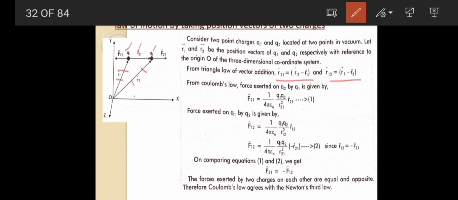From Coulomb's law, the force exerted on Q2 by Q1 is given by.